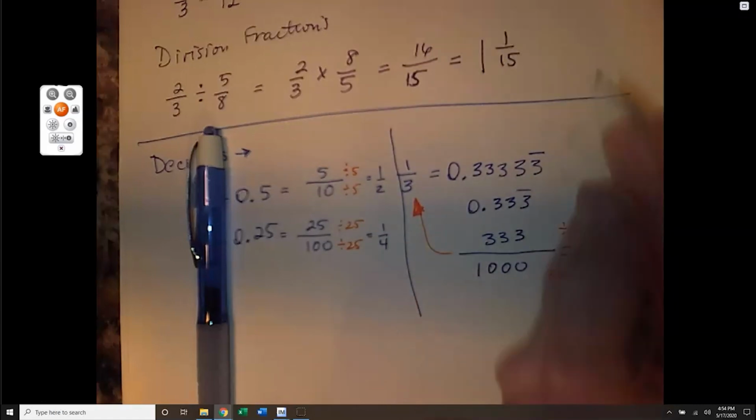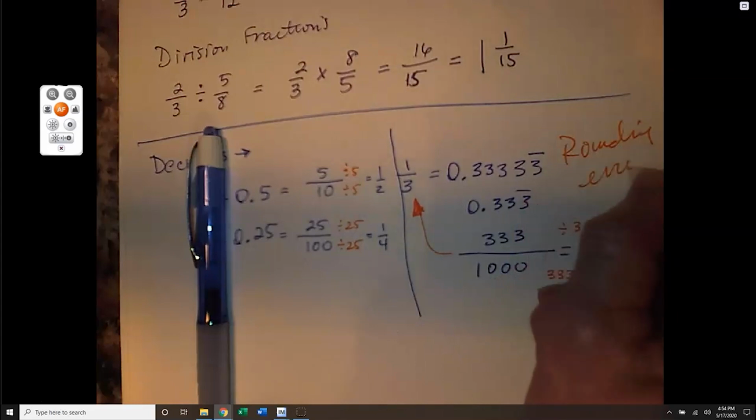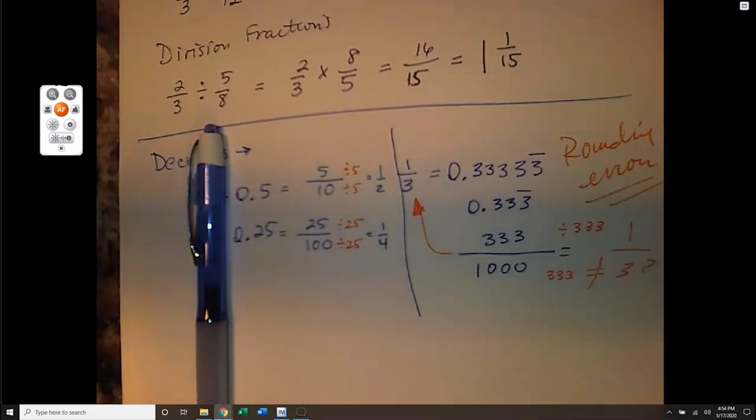So this is rounding error, which we will talk a lot about in this class because it has everything to do with how we use decimals in manufacturing and construction and automotive and fire science and pretty much every career you can think of. If we use decimals, then we have to be careful and very aware of what rounding errors we are incurring when we change fraction numbers to decimals.